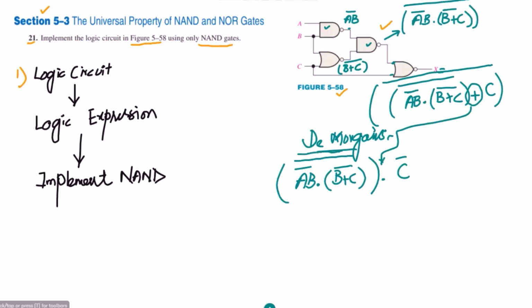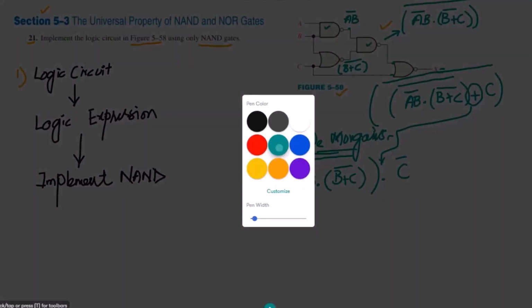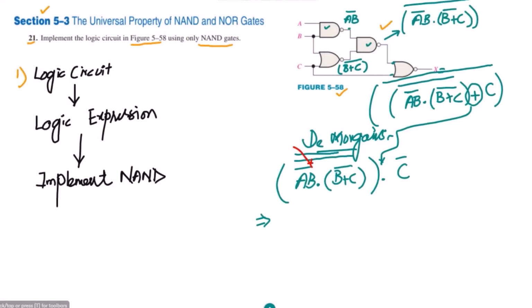Okay, so this is another complement here. So these two complements, let me use this red color, these two complements will cancel each other, and here what we will get at the output of it, here we will get AB whole complement dot B plus C complement dot C complement.